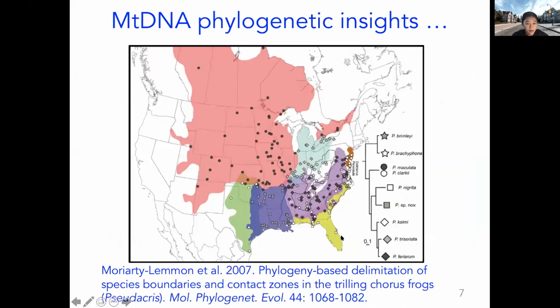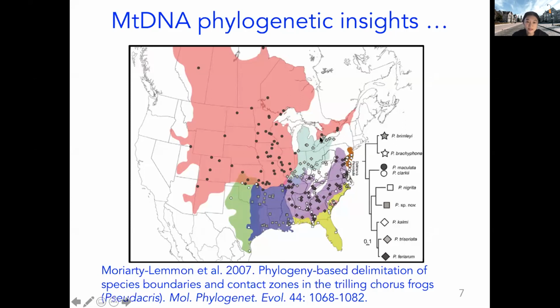And a study in 2007 done by Emily Moriarty-Lemon and her colleagues used mitochondrial DNA to reveal that we actually have 2 frog species in Ontario. So the red one here shows the distribution of boreal chorus frogs. We have them in West Canada and Ontario and Quebec. And the Western chorus frog is shown in the light green. So the contact zone is here in Southern Ontario.